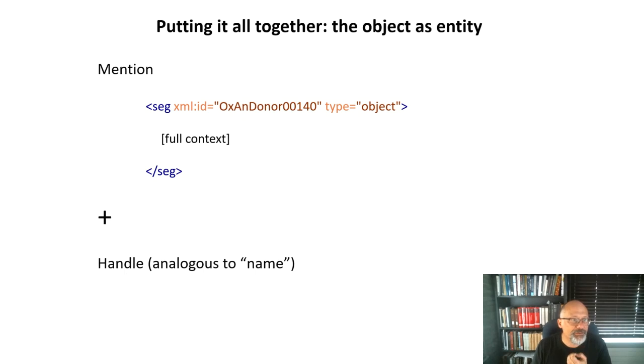And within that mention, we have what we call a handle, analogous to a person's name. And that is marked with a reference string with a type attribute that matches the value in the type attribute for the seg. So this is an object that corresponds to the seg with the type equals object embedded within the seg. The function of that RS string is to give our eye something to focus on, something to grab onto to see what the object being mentioned is.